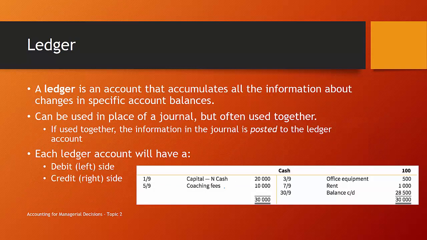The ledger is an account that accumulates all the information about changes in specific account balances. Look, it can be used in place of a journal, but it's often used together, because what ends up happening is the journal provides this huge list of all the individual transactions which take place, which are very useful to have, but it doesn't give you a lot of information to do anything with it. You need to be able to aggregate it first.